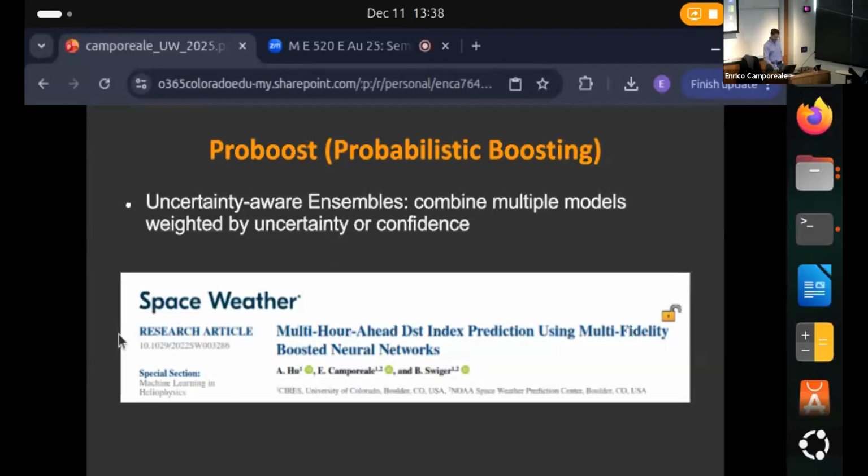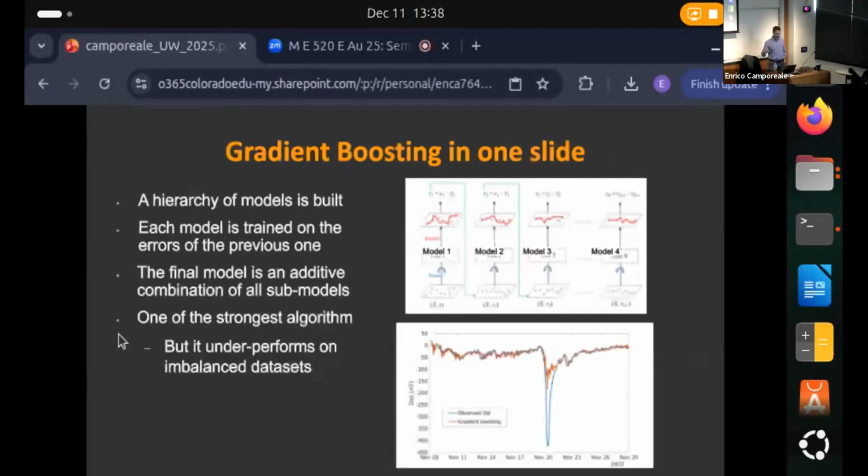But anyway, let me step back for a second. I presume most of you are familiar with gradient boosting, but it's good to summarize how this works because, again, ProBoost has been inspired by gradient boosting. Gradient boosting is one of the most powerful methods. If you look at machine learning competitions, Kaggle, that kind of thing, like 95% of the time, gradient boosting is the one that wins. And it's a very simple and powerful idea.